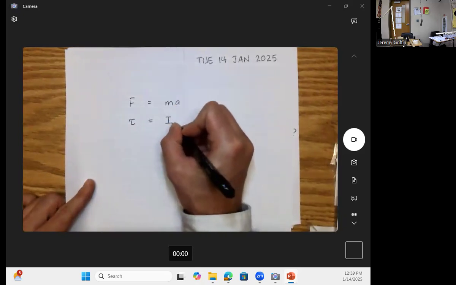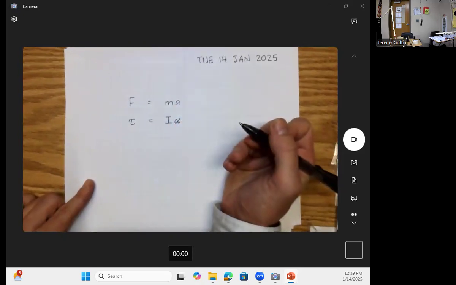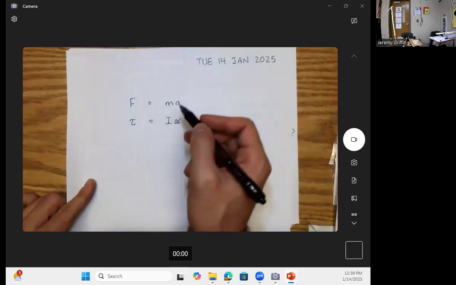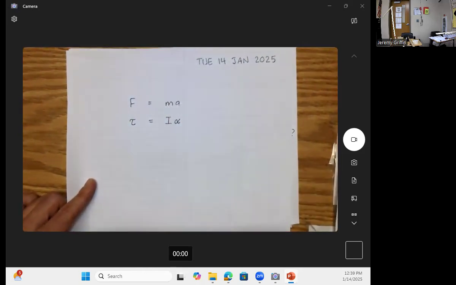Torque equals I times alpha. Isn't that the rotational equivalent to Newton's second law? That force is torque. Instead of mass, that's rotational inertia. Instead of linear acceleration, it's angular acceleration.